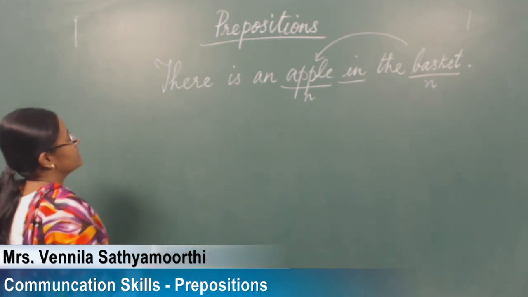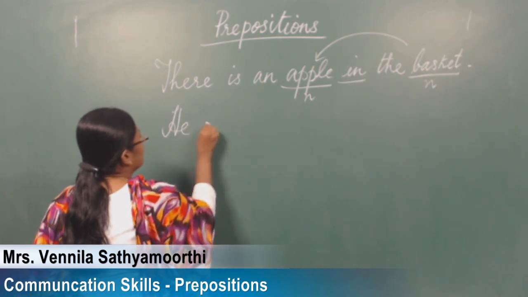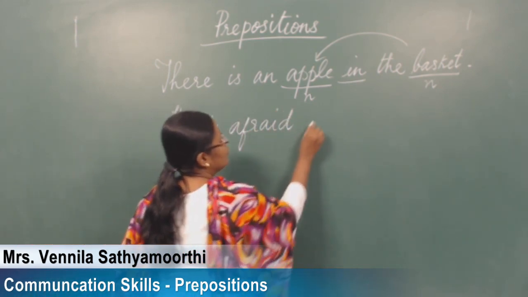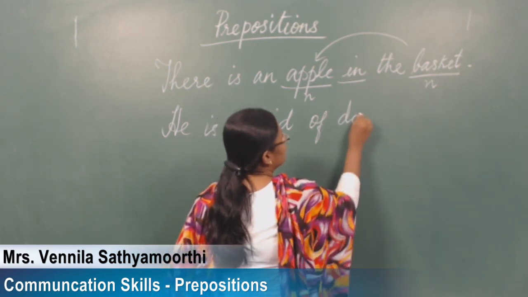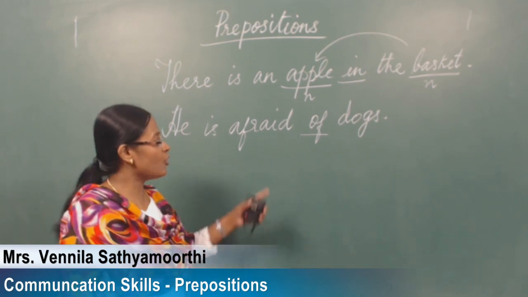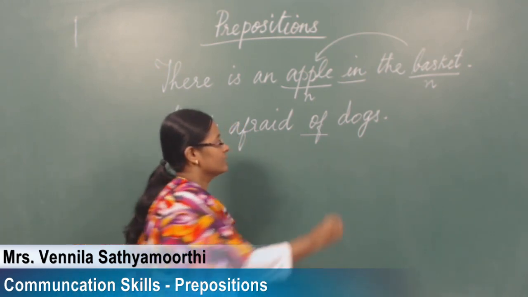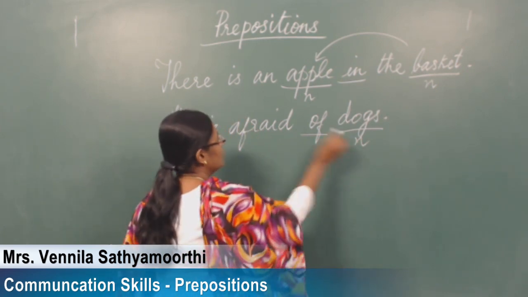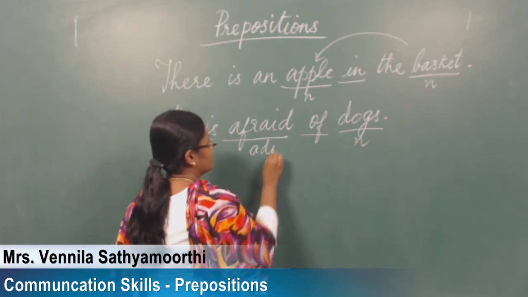Now we will see another example. He is afraid of dogs. Here, of is a preposition, again showing the relation between a noun and an adjective.